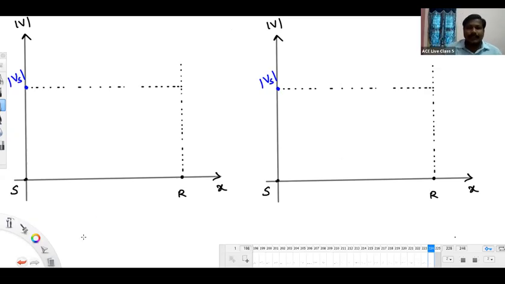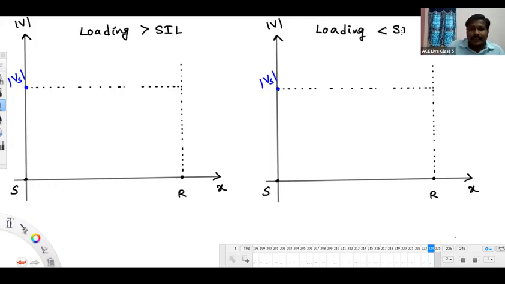Please draw these two things quickly. In the first case, we are going to exhibit a condition of loading greater than SIL. And in the second case, I am going to exhibit a condition of loading less than SIL. Once after completion, please raise your hands. I will show the plots.